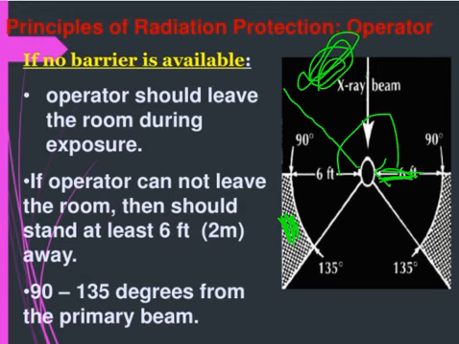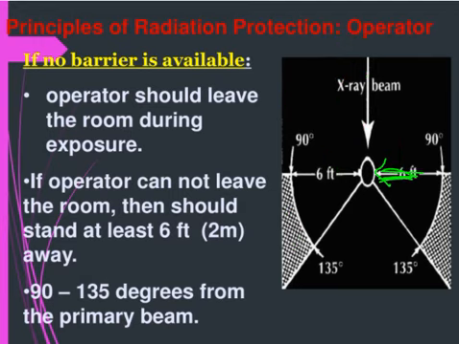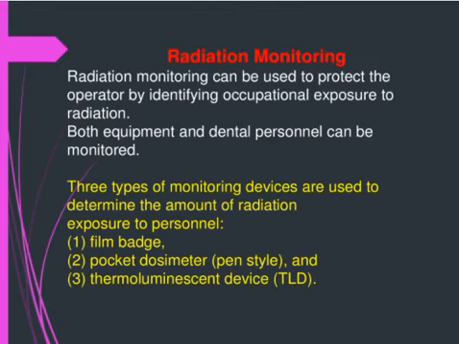Okay, so making sure that you never stand in the line of primary radiation coming out from the x-ray machine. So where should you be standing? 6 feet. Where is your position? 90 to 135 degrees from the primary beam. So this will make sure that you do not have any radiation exposures.